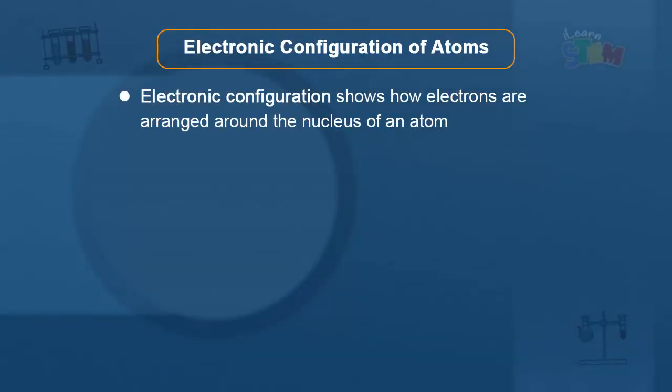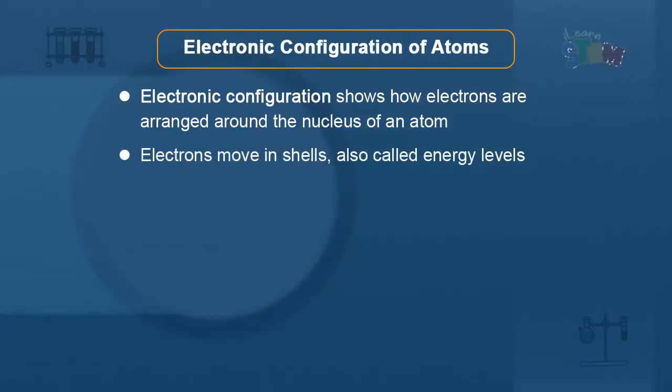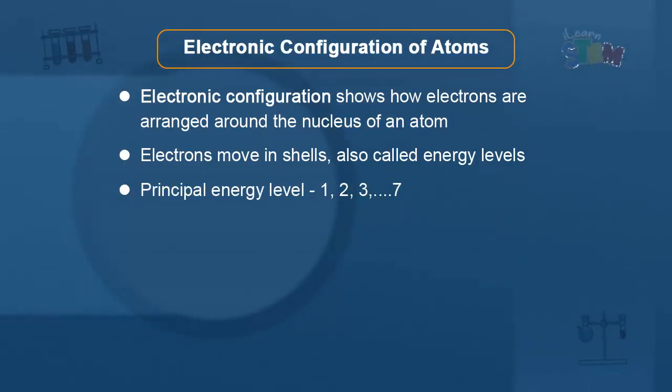Electronic configuration of atoms tells us how electrons are arranged in an atom. Electrons move in shells, also known as energy levels. The principal energy level of an atom is represented by numbers such as 1, 2, 3, up to 7. These numbers correspond to the periods on the periodic table. As the number increases, the energy level also increases.